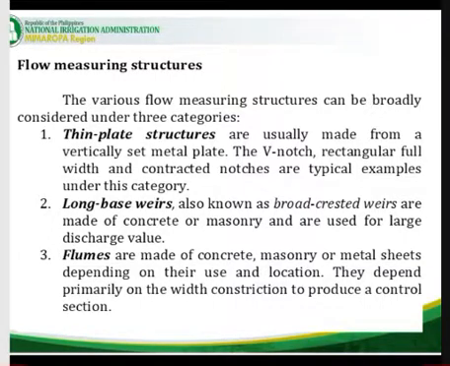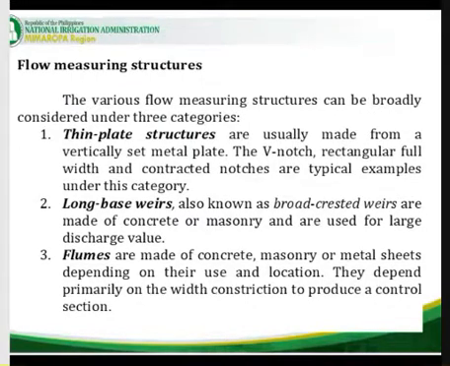Flow measuring structures. The various flow measuring structures can be broadly considered under three categories. Number one, thin plate structures, which are usually made from a vertical sheet metal plate. The V-notch, rectangular full width and contracted notches are typical examples under this category.